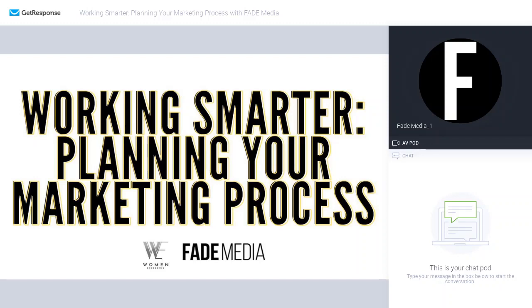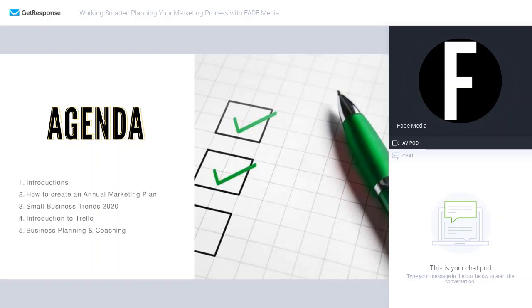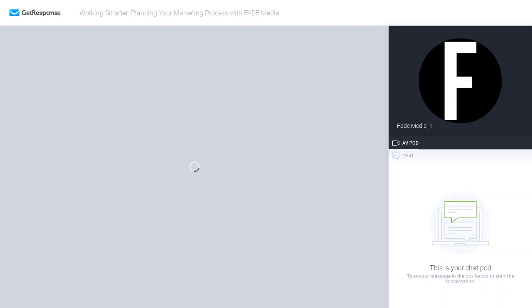Marketing process to reach multiple people. And so we wanted to kind of go over that today. So we wanted to talk about how do you actually create an annual marketing plan? What are some small business trends for 2020? Do an introduction to Trello, which is a digital application that we use to really plan out our calendar for the year. And then just provide any answers, questions, things like that that you may have.